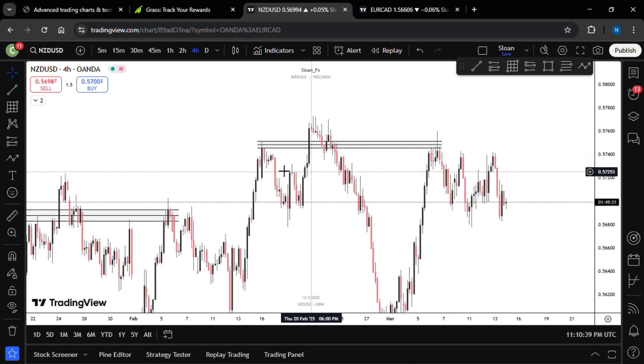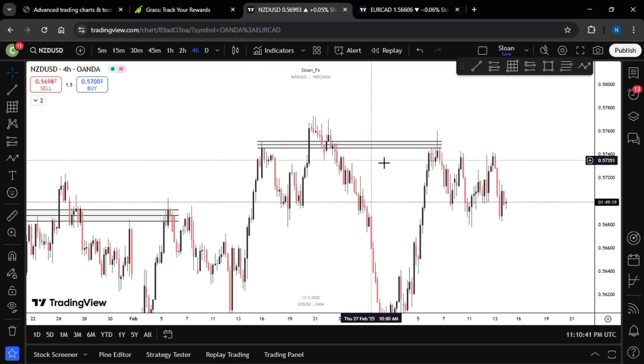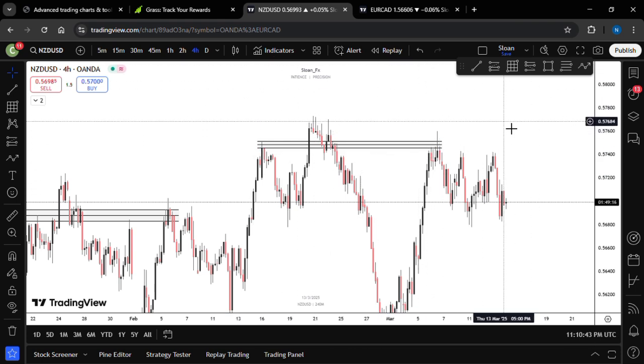Break and reclaim blocks are everywhere, literally everywhere. Just go and look into the charts and make your own markups, and you identify them.